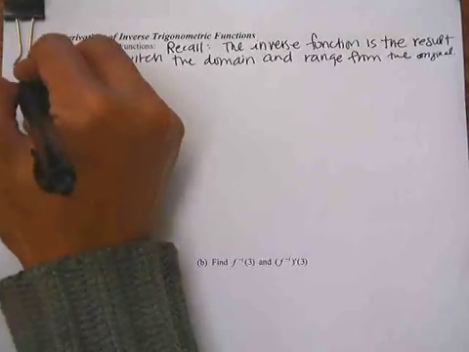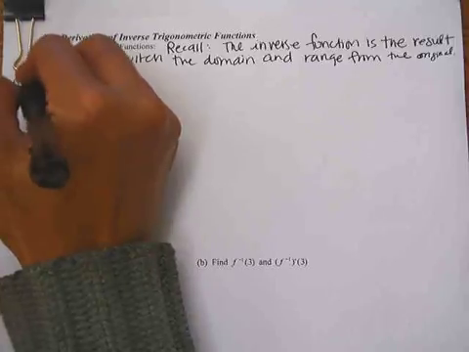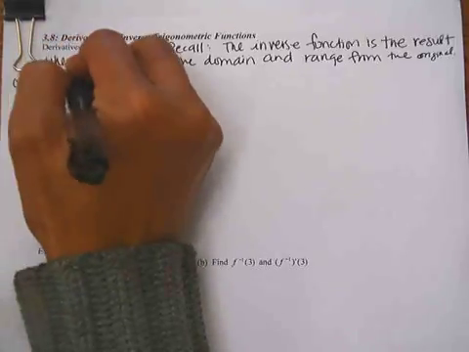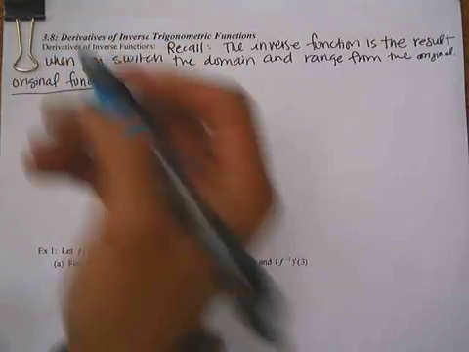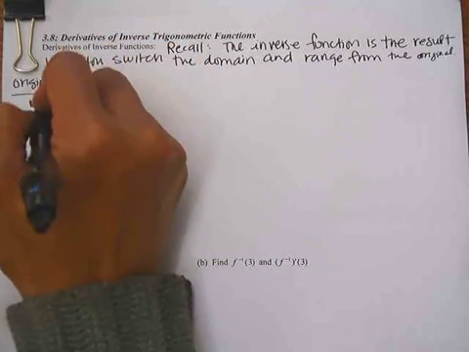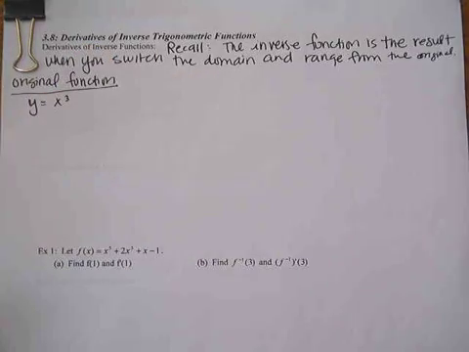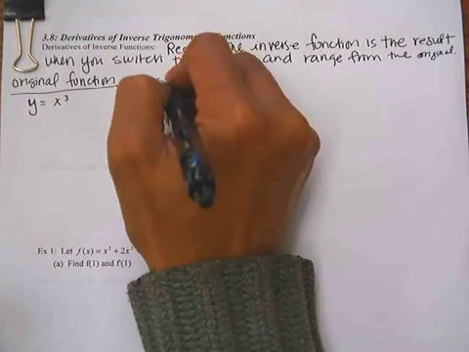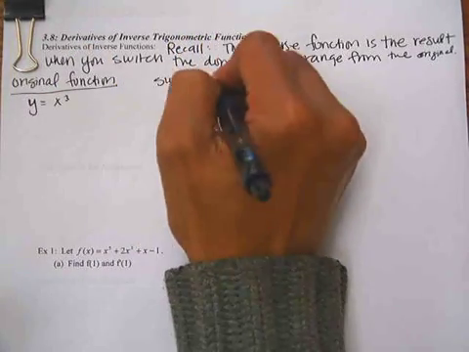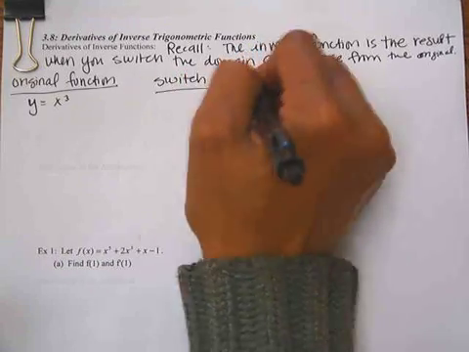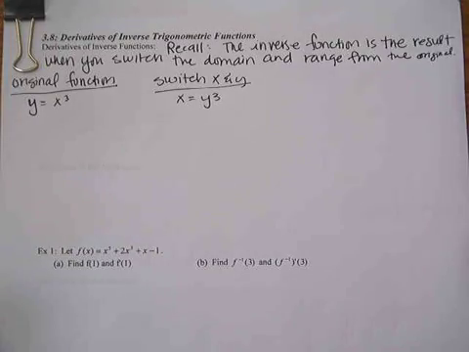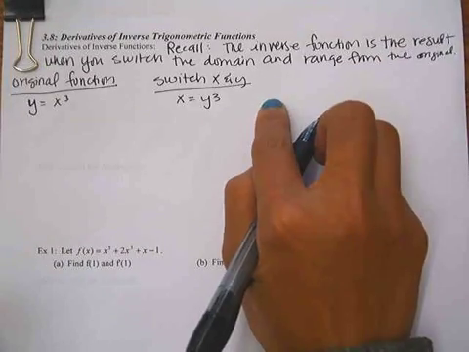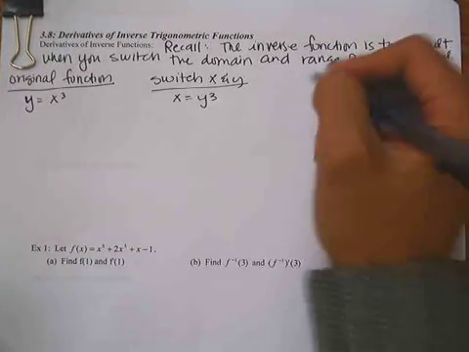So for example, let's start out with an original function. Let's give you something really simple. Y equals x to the third. If I switch x and y, domain and range, I now have x equals y to the third. This is exactly the same as or equivalent to the inverse.